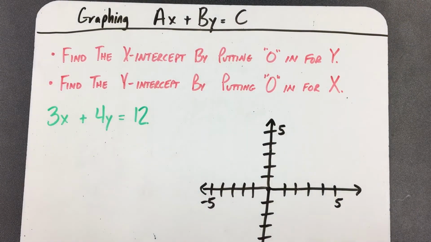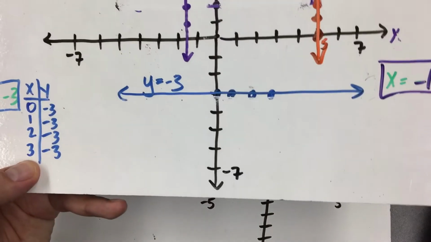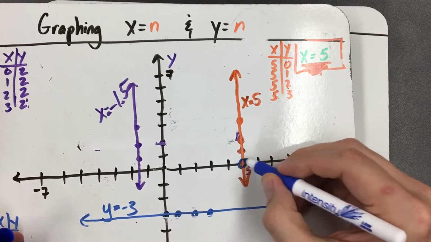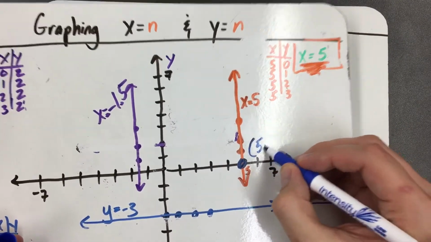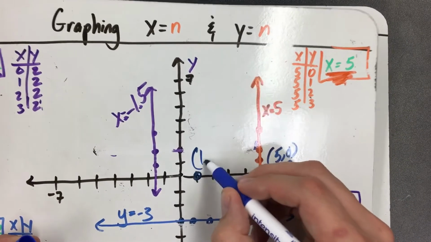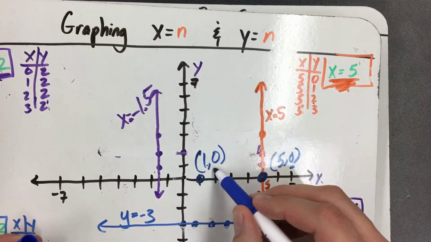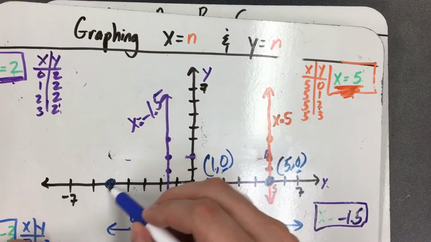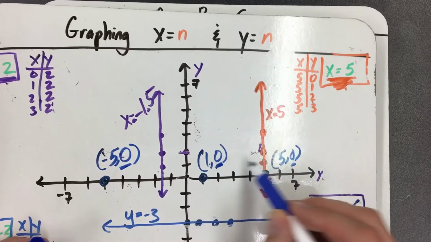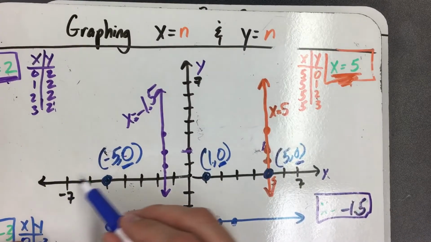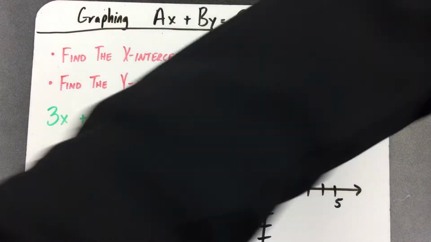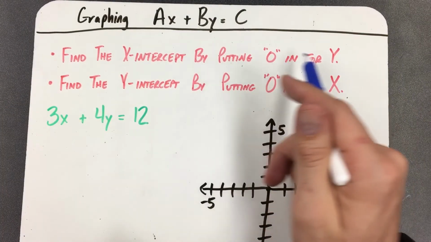That makes sense because, look, if I pick any point on the x-axis, like this point right here, look what the y-coordinate is. It's 0. If I pick this point right here, that is the point (1, 0). Look at the y-coordinate. It's 0. If I pick this point way out here, (-5, 0). Look, the y-coordinate is always 0. If you have a point on the x-axis, the y-coordinate is always 0. So to find the x-intercept, put 0 in for y.